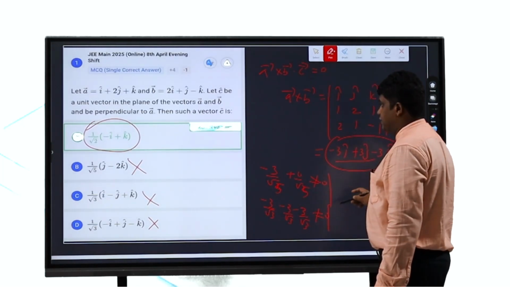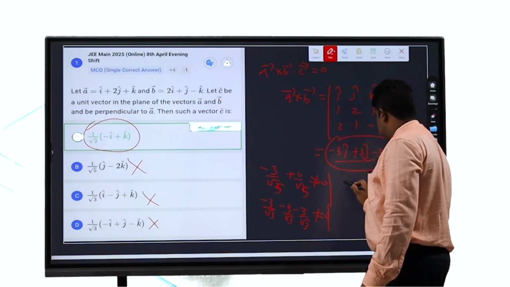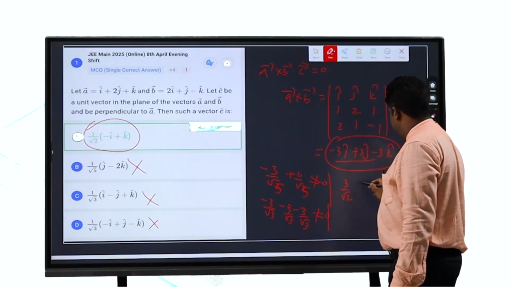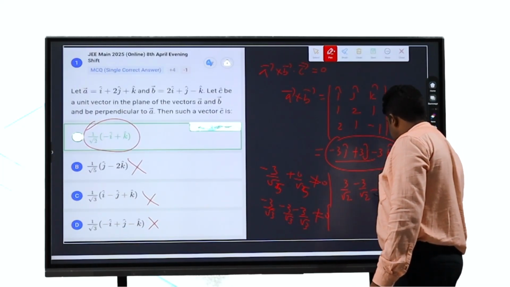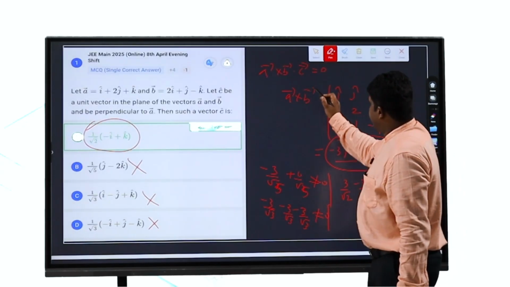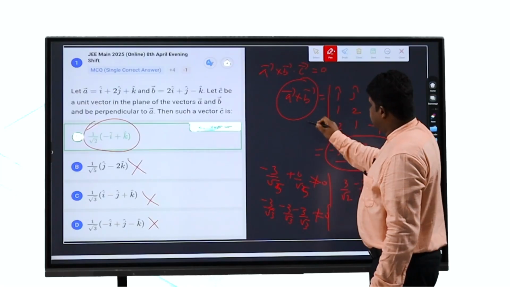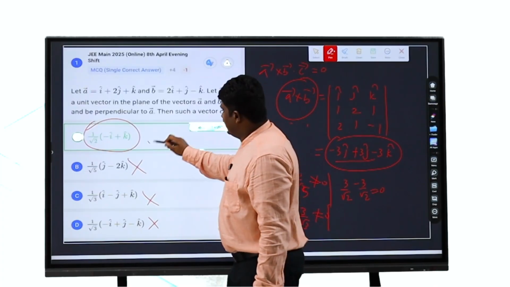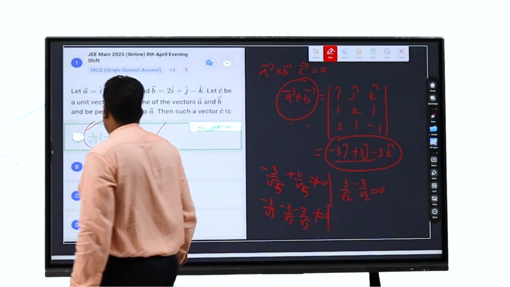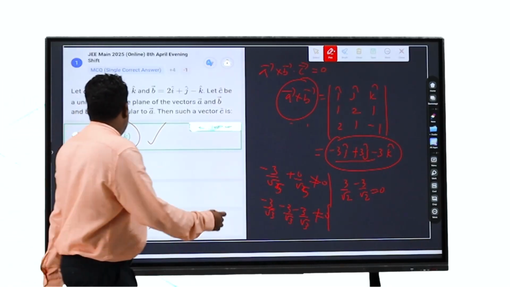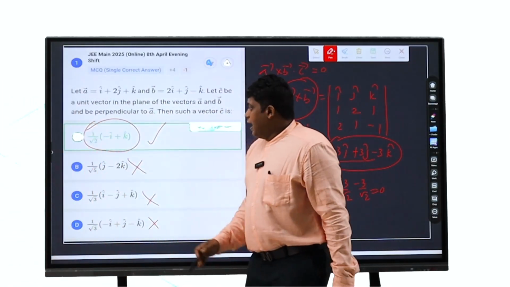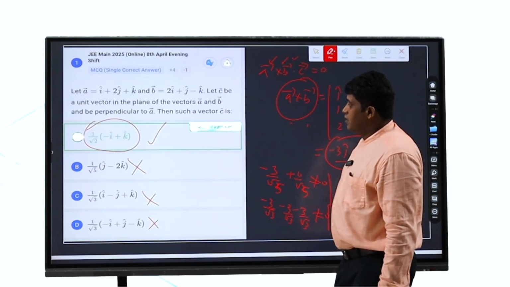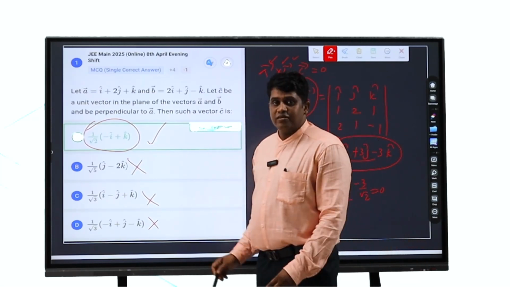1 by root 2 into minus 3, minus 1 by root 2 into minus 3, that is plus 3 by root 2. Then k: 1 by root 2 into minus 3, that is minus 3 by root 2, which is equal to 0. So the dot product of this vector with A cross B is 0, which means this is a unit vector, perpendicular to vector A, and also coplanar with A and B. So option A is correct.